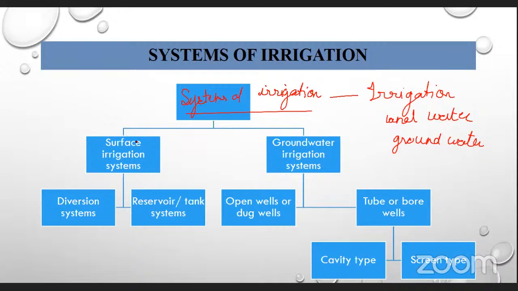If we talk about the surface irrigation system, it is whatever water is present on the surface. It might be diverted from the rivers and streams where they are flowing, which can be known as the diversion system, meaning whatever water is flowing in the rivers or streams, we divert that water to our crop side, or our field side.